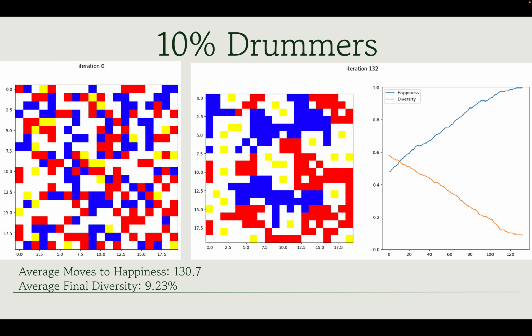Next, we have 10% of active cells as drummers, pictured in yellow. The time to reach maximum happiness just about doubles, up to 130.7, while diversity is almost identical to our original model. As you can see, drummers create pockets of empty space around them, which functionally reduces the size of the grid.